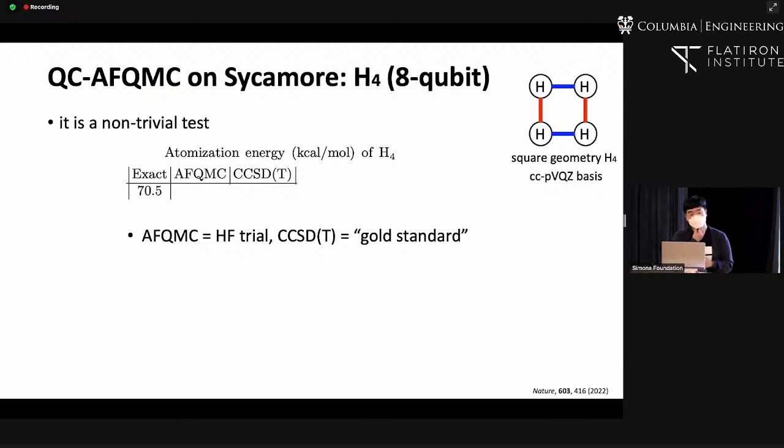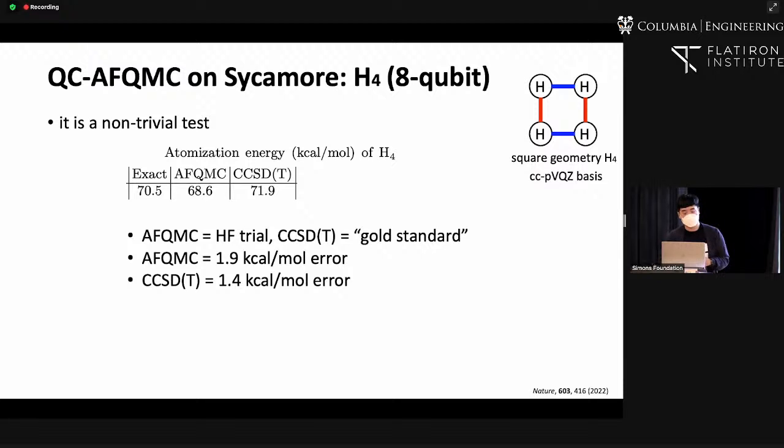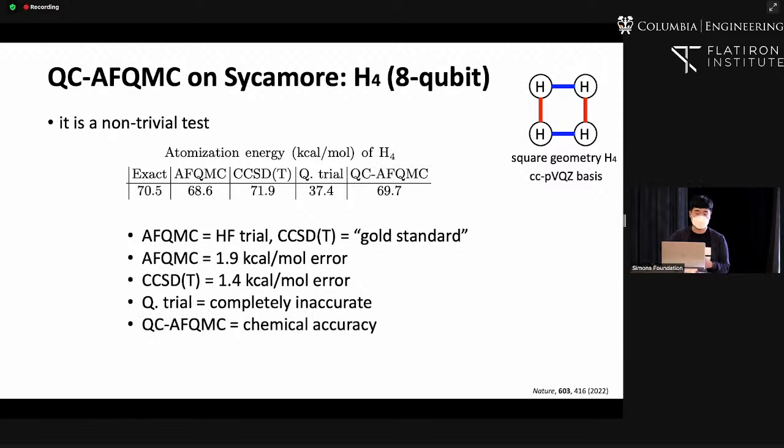So if you do AFQMC with Hartree-Fock trial or CCSD(T), which, as I said, is a gold standard method in quantum chemistry, you get an error that is above the chemical accuracy. So 1.9 kcal per mole error for AFQMC and 1.4 kcal per mole error for CCSD(T). Quantum trial on the device itself is completely inaccurate, but once you combine this in this QC-AFQMC, then you achieve chemical accuracy. So while the test itself seems trivial, there is some non-trivial aspect there. So this really demonstrates that QC-AFQMC can work well on a noisy quantum computer.